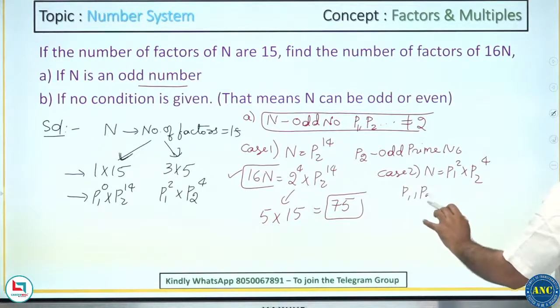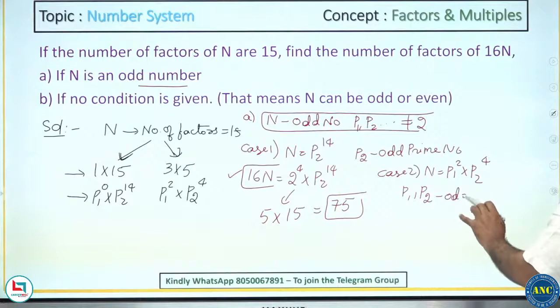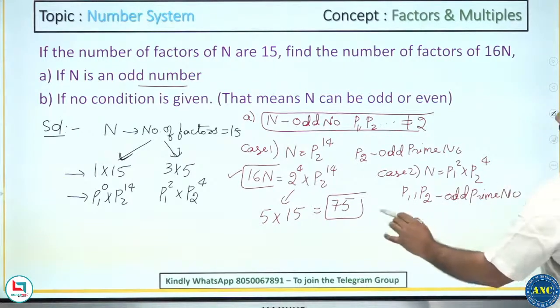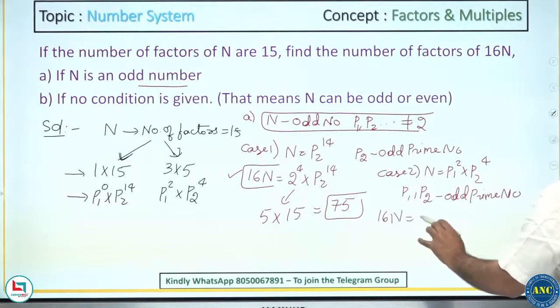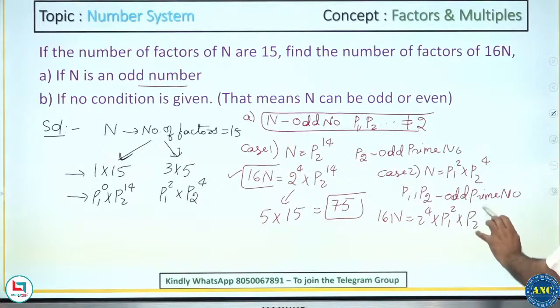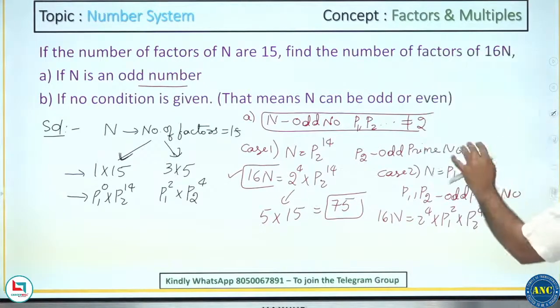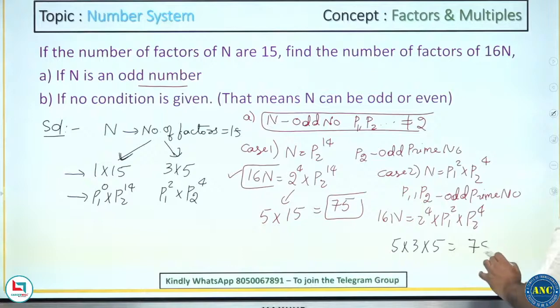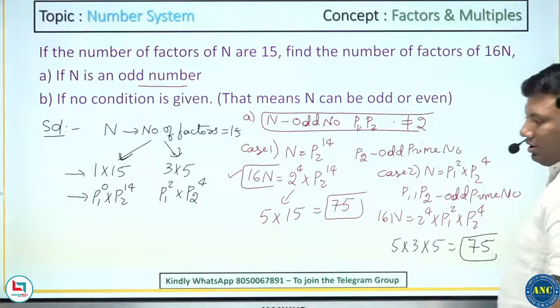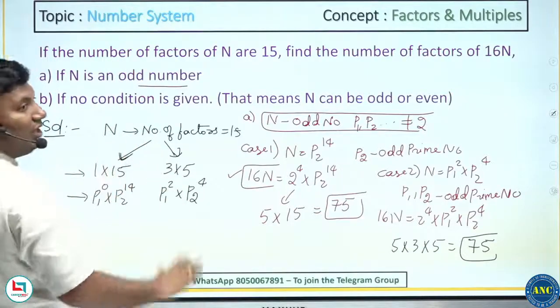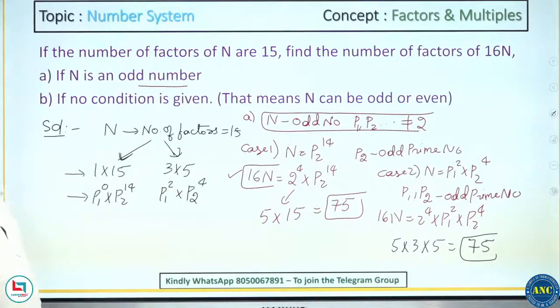So p1 and p2, they both should take odd prime numbers. I want 16n. 16 is 2 power 4, into p1 power 2 into p2 power 4. 0 to 4, 5. 0 to 2, 3. 0 to 4, 5. 25. 3s are 75. Two cases we have taken, 1 into 15 and 3 into 5.